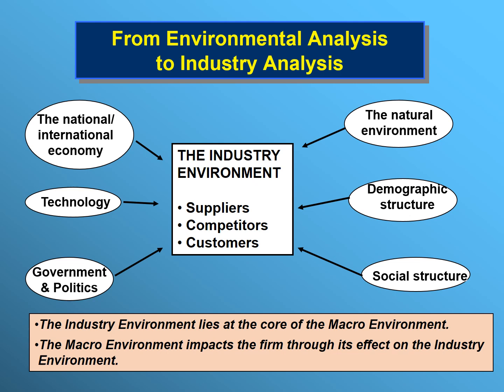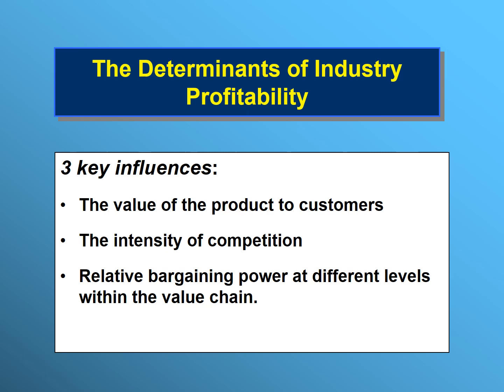Every business plans to avoid harming the environment in any way; the wastage should be minimized and the toxicity of production be eliminated as much as possible. The determinants of industry profitability, three key influences are there: the value of the product to customers. The more the product has value in the minds of the customers, the more profitable the industry will be.